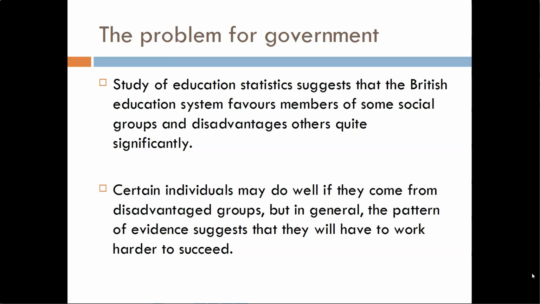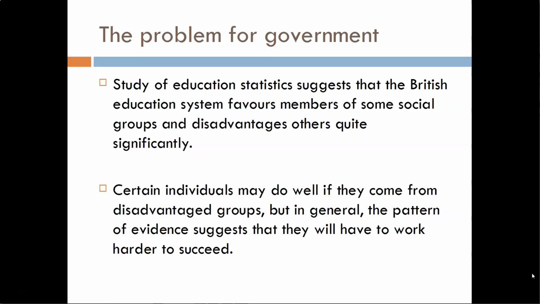So the problem for government is that whenever we look at education statistics, we can see that there's a problem, that in British education, it looks like the system favours members of some social groups, and so they do well, and that others are quite significantly disadvantaged. So what can we do about that? And if you were the government, what would you do?